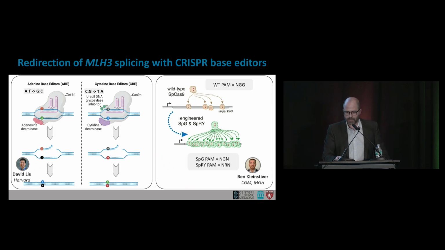And the other aspect, which the field has focused a lot on and that I didn't touch on before, is that the PAM is quite restricted. Regular CRISPR needs an NGG sequence for Cas9 to work, so it's restricted and only allows you to go to certain places in the genome. Ben Kleinstiver has engineered these Cas9s so that they can recognize different PAM sequences.